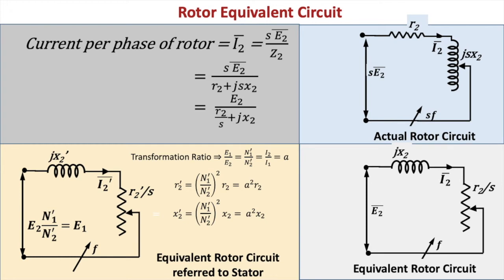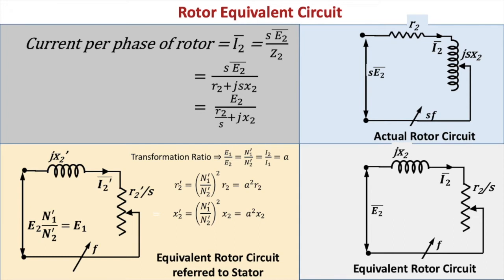The only difference is that in the transformer we have the coils' number of turns ratio N1 by N2, while here the coils are distributed along the circumference and we have to take the winding factor into account. Hence the effective turns ratio comes into the picture, and that is N1 dash by N2 dash.